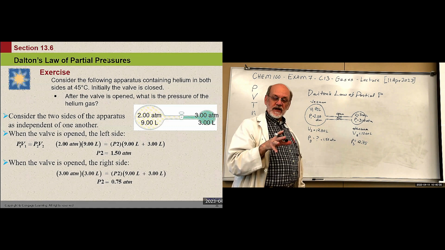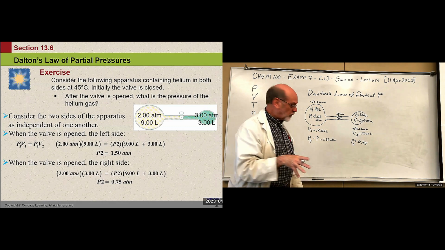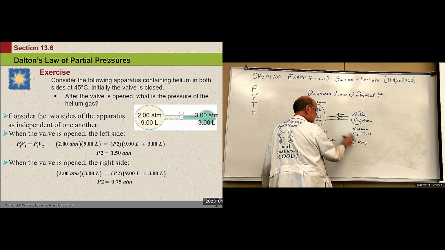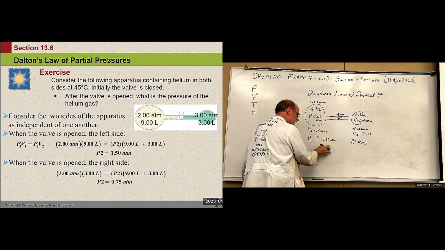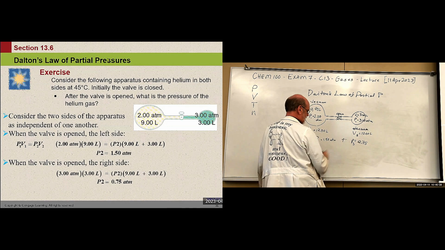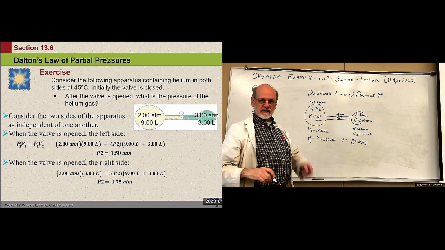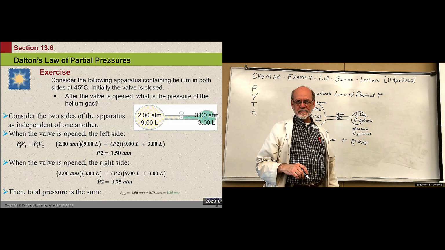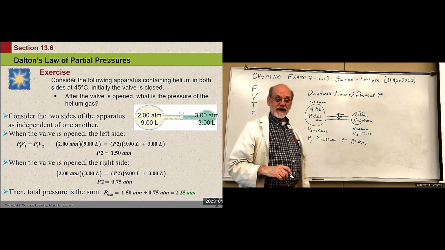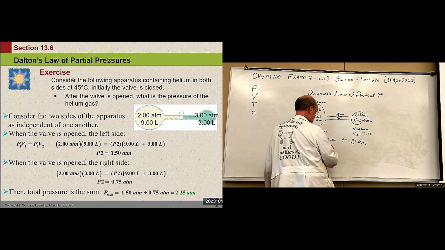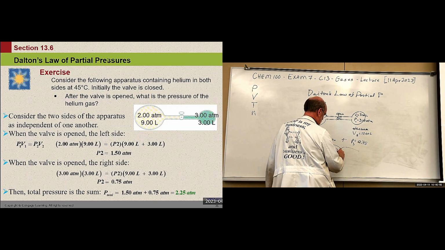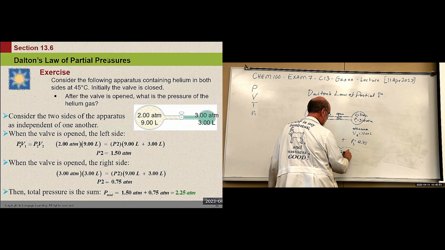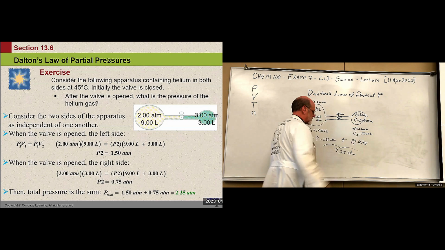Now we use Dalton's law of partial pressures. The total pressure is going to be due to the gas from this side plus the gas from this side. Right? And that's going to be the summation of 2.25 atmospheres, excuse me, atmospheres.